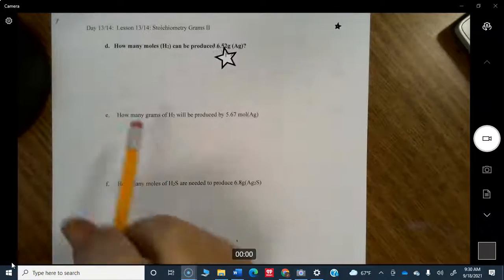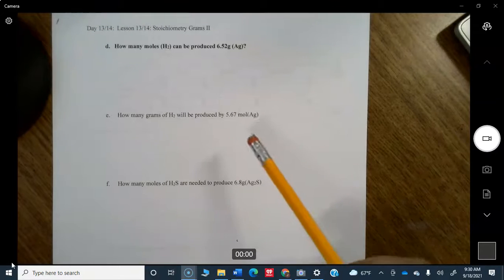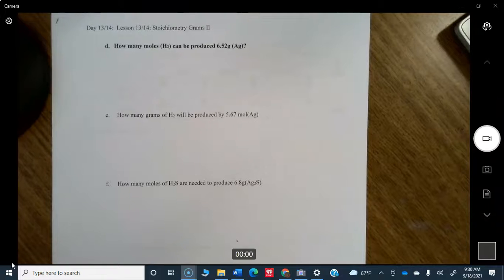Okay, I don't recall if we did D or not in class, but it's boldface. Those generally are the ones that I leave for you to do. So I'm going to come on down and do E and F. I'm going to do them a little bit quicker.